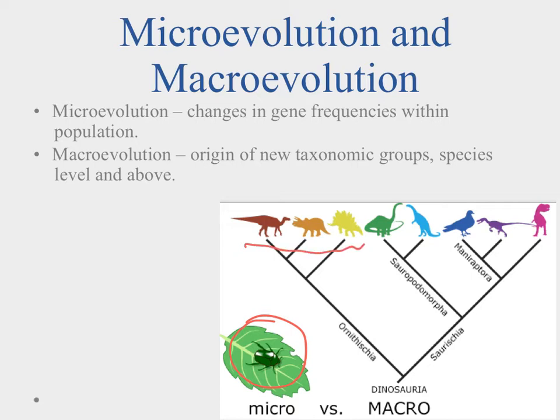Macroevolution is when we start to see new species form, or even bigger than that. New genus form, new classes form. That's going to be something on a grander scale. So micro is going to deal with a population, macro is going to deal with a much larger group of organisms.